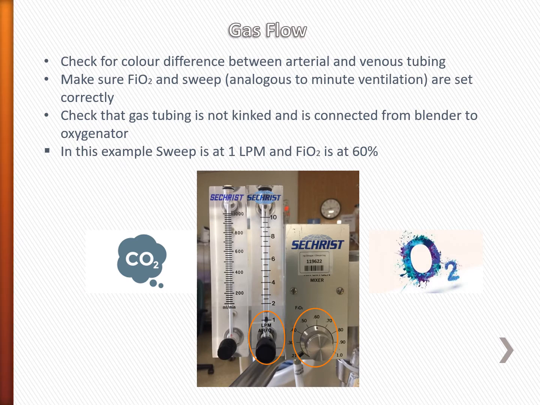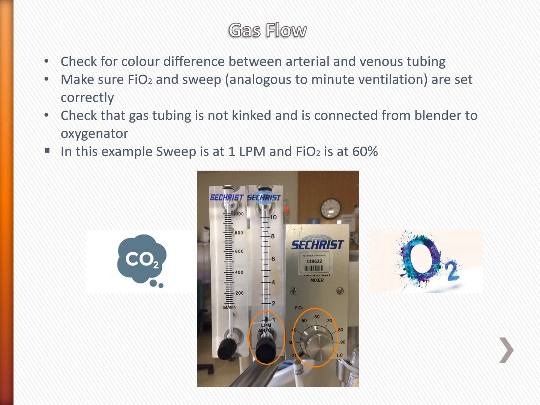Moving on to gas flow, check for color difference between the arterial and the venous blood. Of course, arterial blood should be brighter than the venous blood. If your patient is on VV ECMO and is on a sweep trial, there is no gas flowing through the blender. So the blood is going to be venous on both sides of the oxygenator. That means the blood is going to be dark on both sides of the oxygenator.